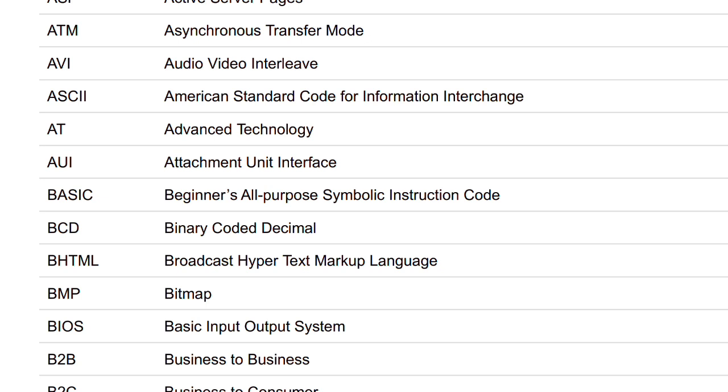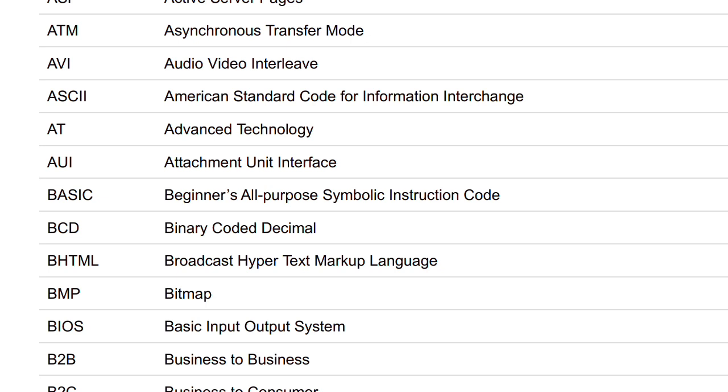Then we have AT. AT stands for Advanced Technology. Then we have AUI. AUI stands for Arithmetical. Sorry, AUI stands for Attachment Unit Interface. Then we have BASIC. BASIC full form is beginner all purpose symbolic instruction code. Then we have BCD. BCD stands for binary code decimal. Then we have BHTML, that stands for broadcast hypertext markup language.